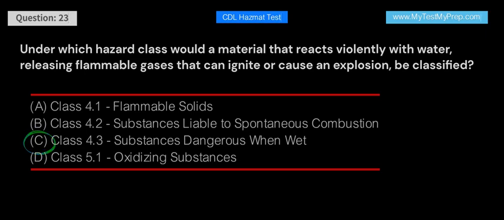Answer C. A material that reacts violently with water, releasing flammable gases that can ignite or cause an explosion, would be classified under Class 4.3 Substances dangerous when wet. This classification helps ensure that the material is handled and transported with the necessary precautions to avoid contact with water.